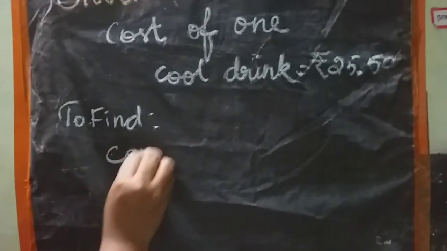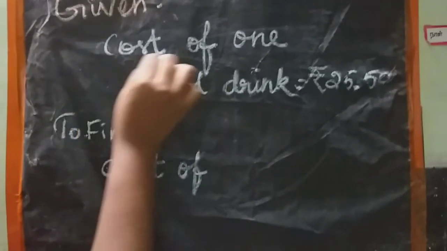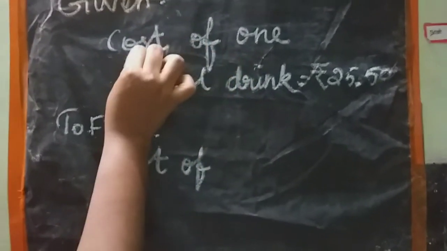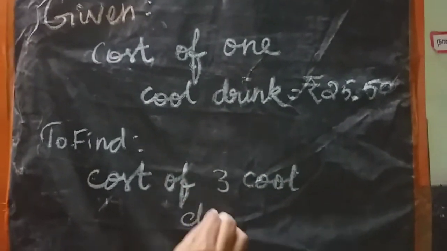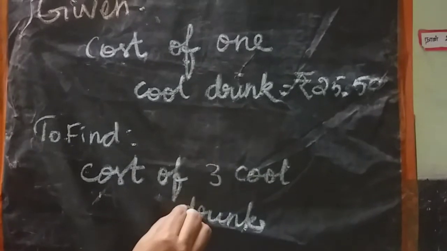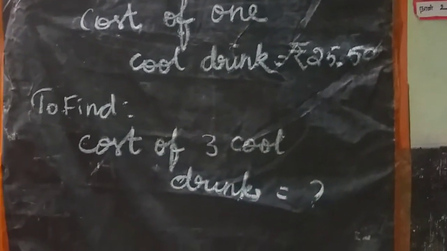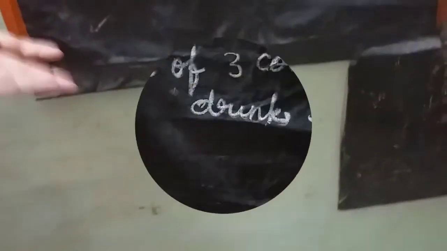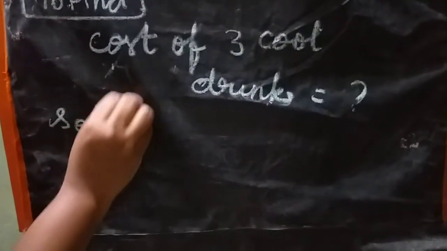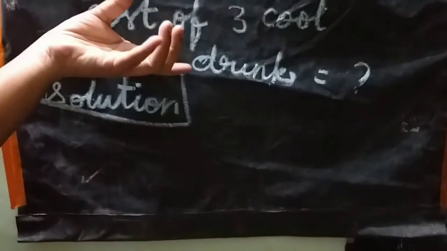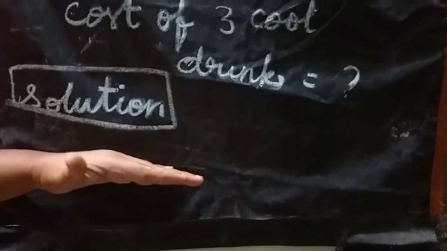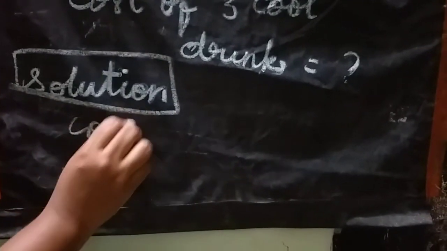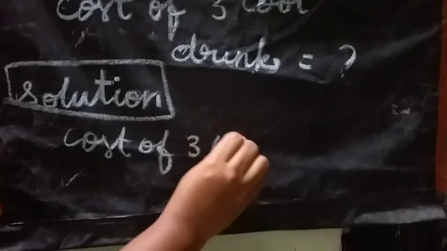And to find cost of. Here you must write in the money word problem: cost of three cool drinks is question mark. Okay. And the next heading, what is the next heading? Yes, solution. In the solution part, the same statement that you wrote in the to find part, you should write: cost of three cool drinks.